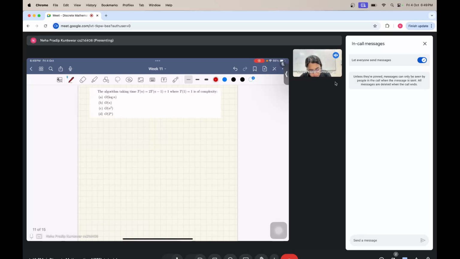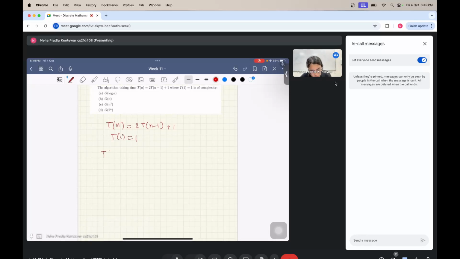Okay, so the recurrence that is given to us is t of n is equal to 2 t of n minus 1 plus 1, where t of 1 is 1. And now we'll do the same thing again. You try to substitute this. This is 2 times t of n minus 2 plus 1, plus 1. So this is 2 square times t of n minus 2 plus 2 plus 1.